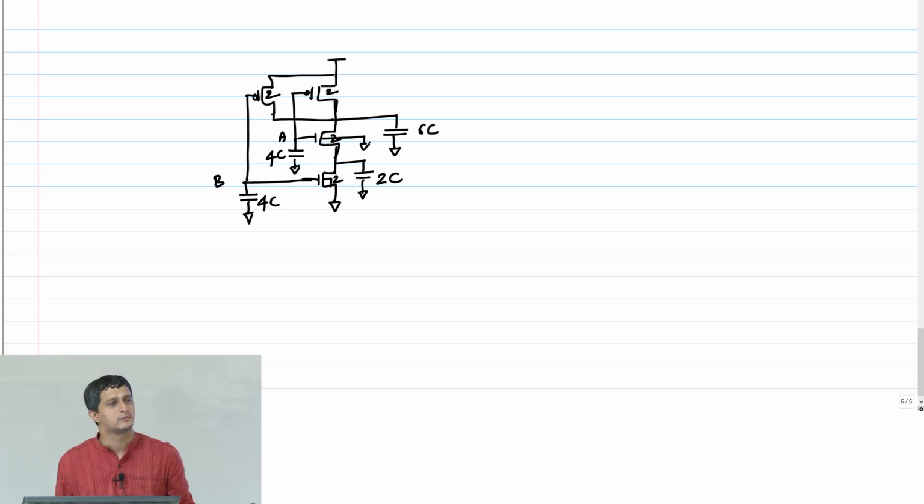Any other questions? You can bring it as close as you can. Effectively, it will be like one diffusion. That's all. You try it in the layout and see, you'll know.